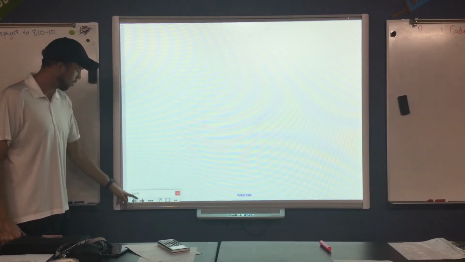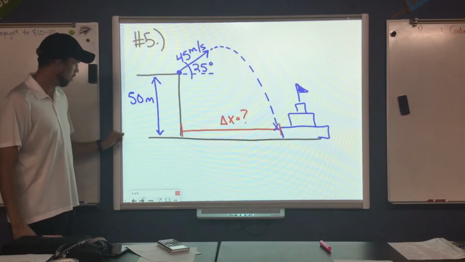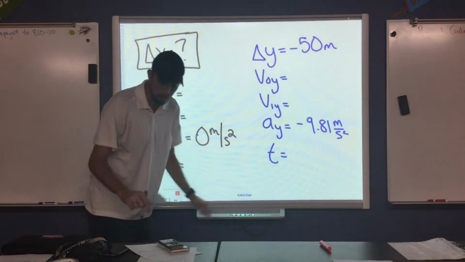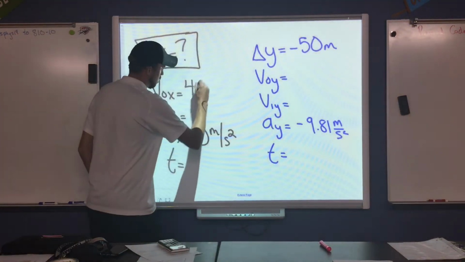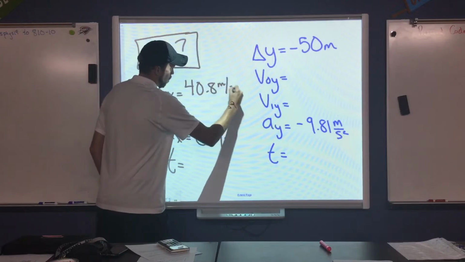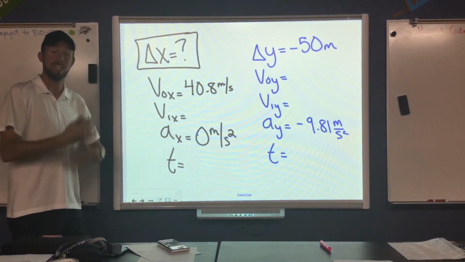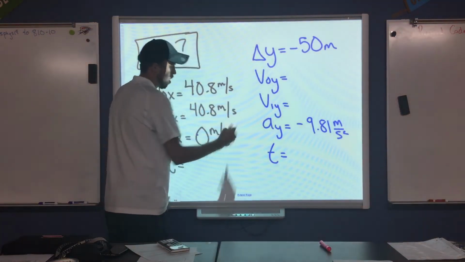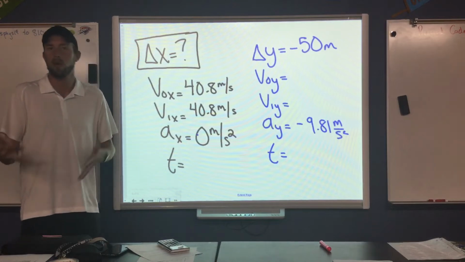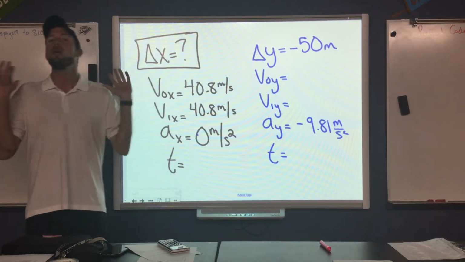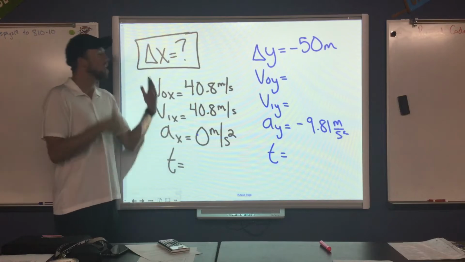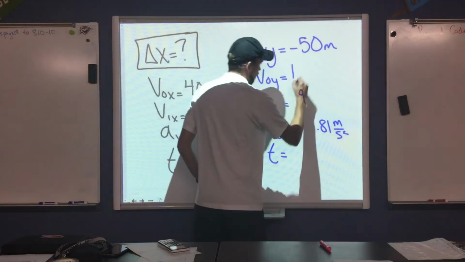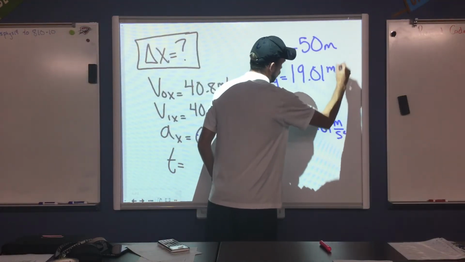So now we'll come back to our list of variables. We'll plug these in. Initial velocity in the x was 40.8. Which again, because our acceleration is 0 in the x direction, that means we know both of our velocities in the x. All that really tells us is we don't speed up or slow down in the x direction. In reality, we actually would because of the effects of air resistance. Here we're going to assume we don't. In the y direction, our initial velocity was 19.01 meters per second.